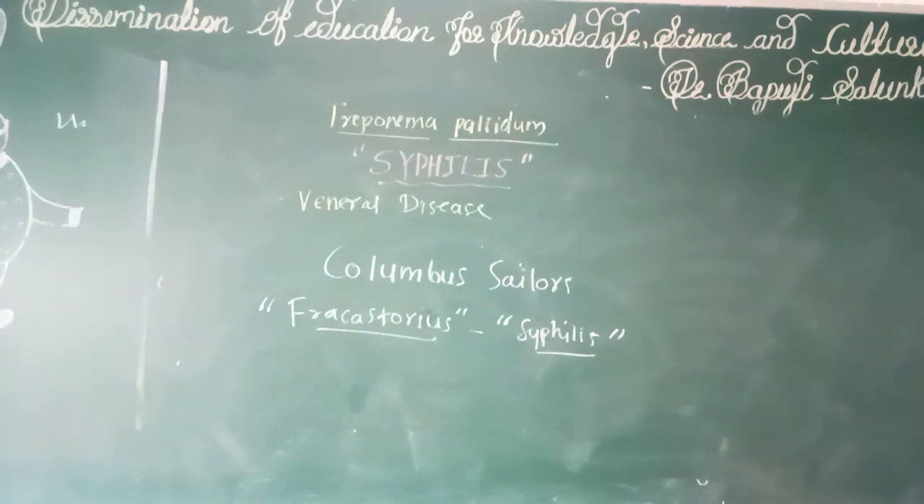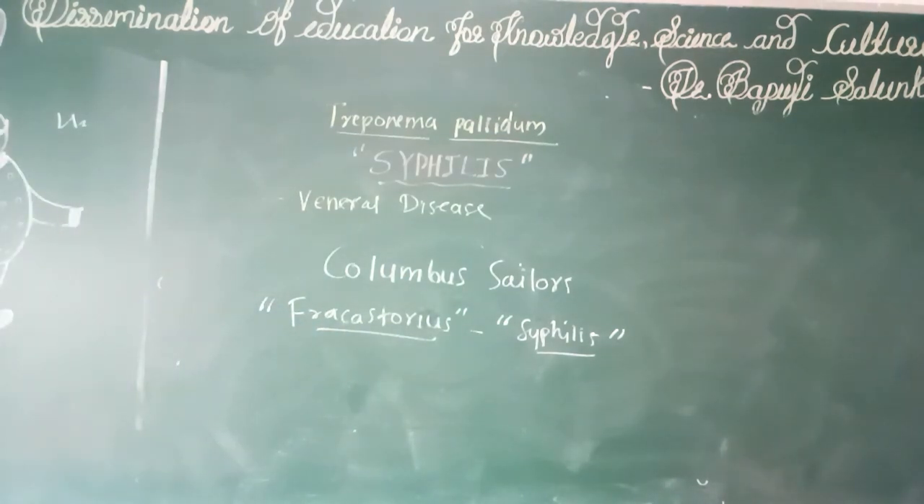Species specific antigen means these are found only in certain species, not in all species of Treponema. They are found in some particular species. For example, it is found in Treponema pallidum, and it is specific to Treponema pertenue as well as Treponema carateum. This type of antigen is known as species specific antigen. And these are chemically polysaccharides in nature, chemically carbohydrates. So these are chemically polysaccharides in nature.